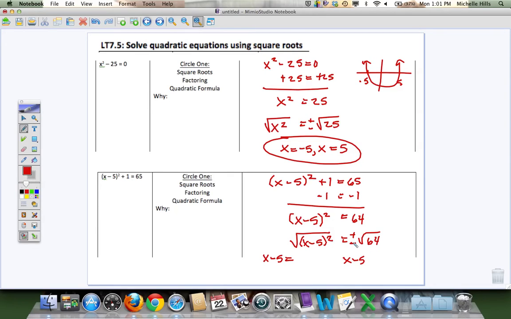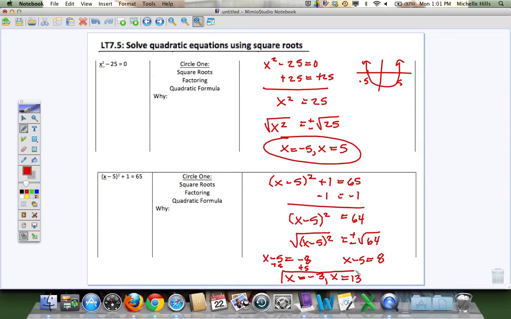The right side could be negative 8, or it could be positive 8. So I have two different solutions. I need to add 5 to both sides here to get x equals negative 3, and add 5 to both sides here to get x equals positive 13.